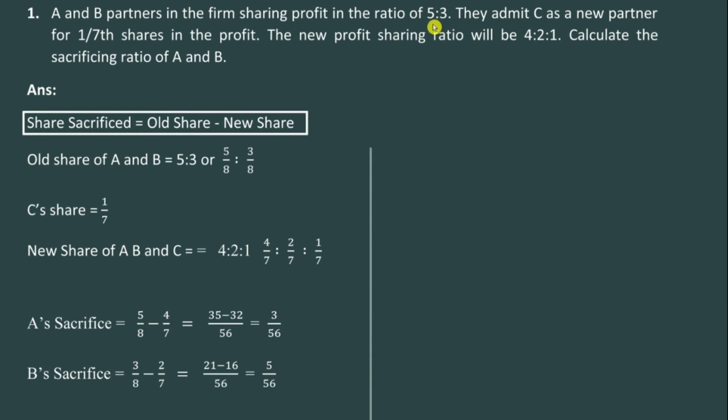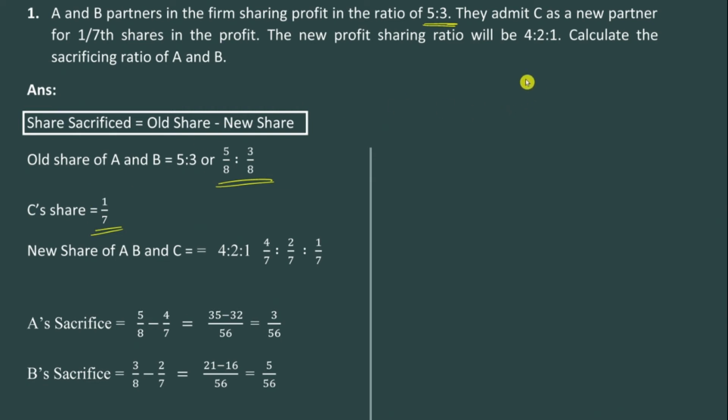First of all, the old share is 5:3. So we'll write that the old share of A and B is 5:3. That can be written as 5/8 and 3/8. Next, they said about C's share, that is they're sharing the profit with a 1/7th share in the profit. So we'll also write that, but it's not important for us.